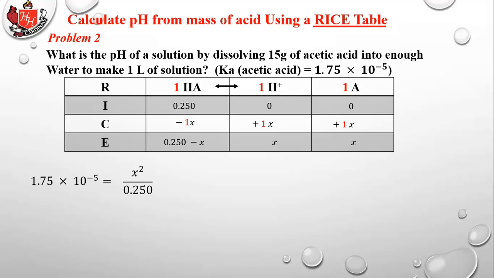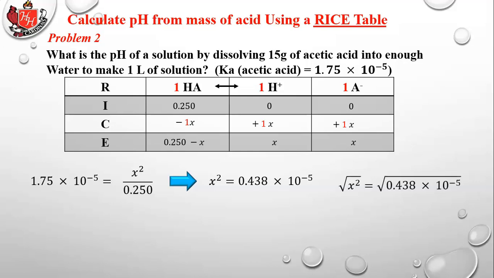So now we're going to go ahead and just solve for x. So you multiply 0.25 times 1.75, and you get 0.438 times 10 to the 5th. Then you're going to take the square root of both sides to solve for x. And there you get x equals 0.00209 molar. So that's the concentration. If you look up at the Rice table, you'll see that the equilibrium concentration of hydronium is x.